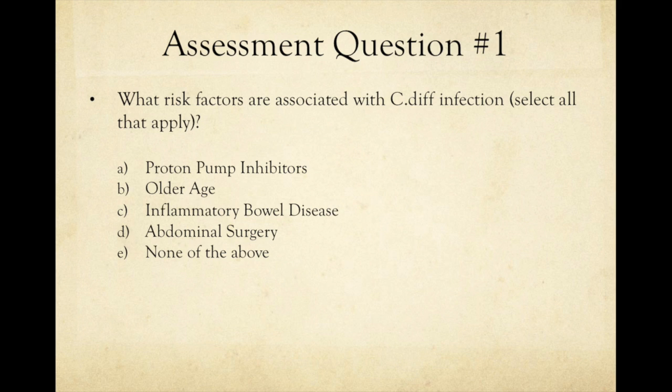So now we're going to go into the assessment questions. For assessment question number 1, what risk factors are associated with C. diff infections? I need you to select all that apply. Option A are proton pump inhibitors, so things like Protonix. B, older age. C, inflammatory bowel disease. D, abdominal surgery. And E, none of the above.